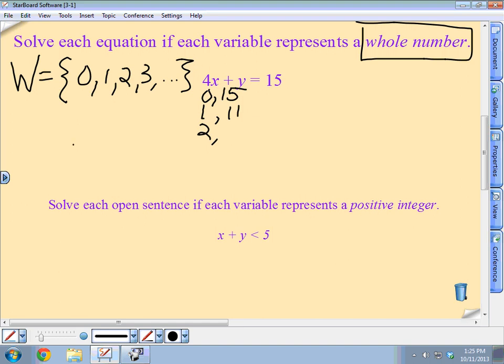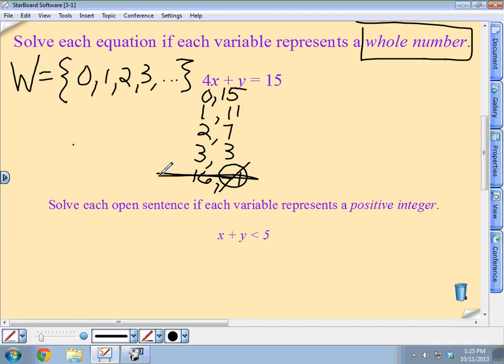So 2. If we have 2, what would the answer be? 2 times 4 is 8. 8 plus what will give you 15? 7. And then the next whole number, 3. 3 times 4 is 12. What do we add to 12 to get 15? 3. And what about 4? If we put 4 in, what do we get? We're at 16. And so it would be 16 plus negative 1. Everyone follow that? Negative 1 is not a whole number, right? Because we said the whole numbers are just 0 on. So that won't be a solution.